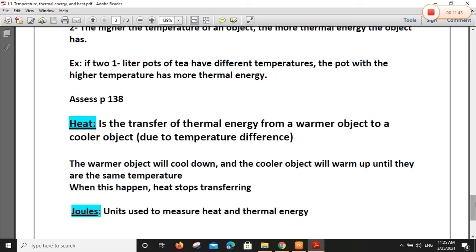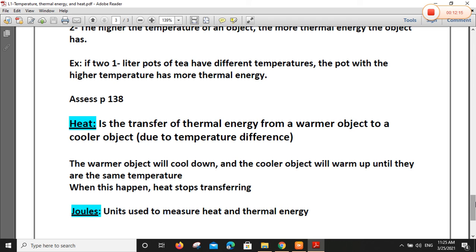Why? Due to temperature difference. The warmer object will cool as it releases energy, and the cooler one will get warmer, will gain energy. So the warmer object will cool down, and the cooler object will warm up until they are at the same temperature. When this happens, the heat stops transferring.